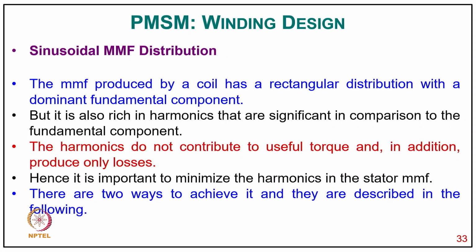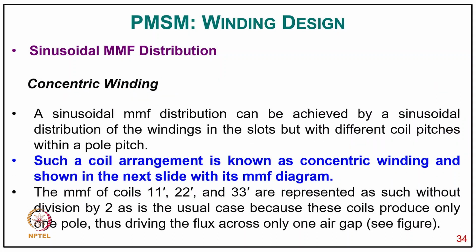Now coming to sinusoidal MMF distribution. The MMF produced by a coil has a rectangular distribution with a dominant fundamental component, but it is also rich in harmonics that are significant in comparison to the fundamental component, and the harmonics do not contribute to the useful torque and in addition produce only losses. Hence, it is important to minimize the harmonics in the stator MMF. So there are two ways to achieve it, and they are described in the following.